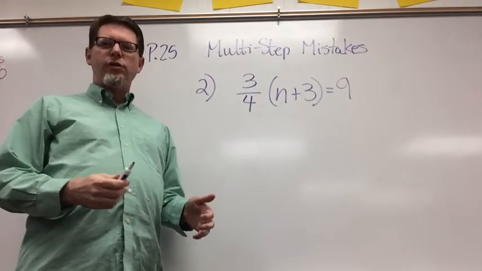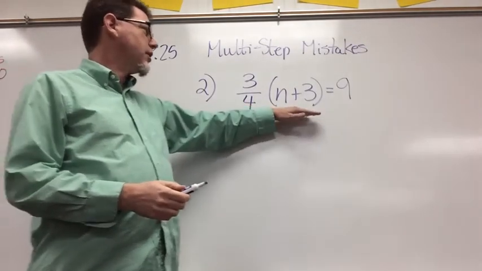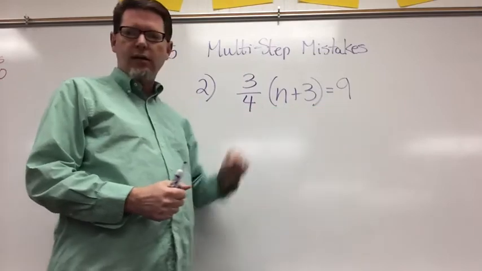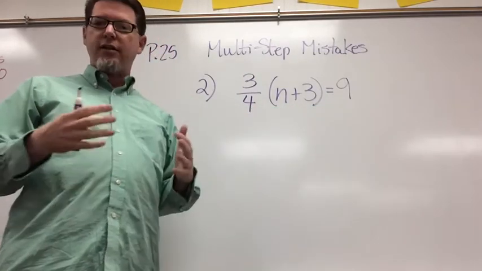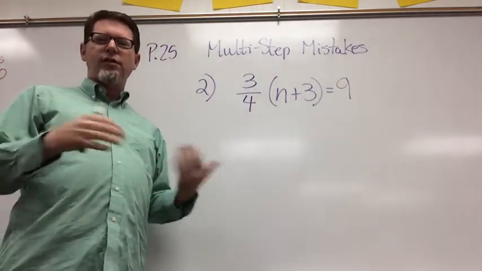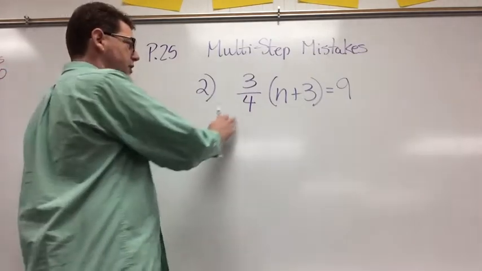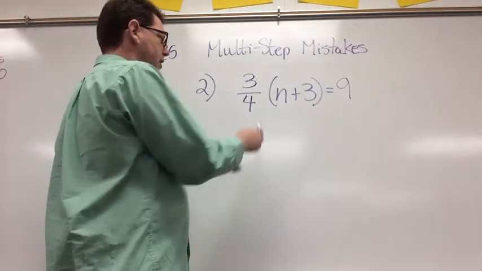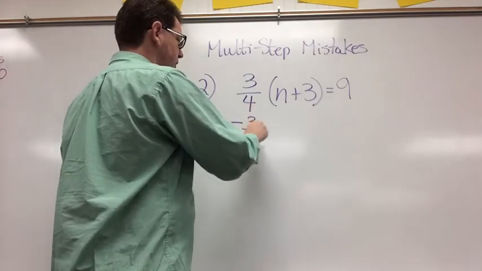Here is question number 2. 3/4 times the quantity of n plus 3 equals 9. Again, I'm going to solve this one and intentionally make a mistake, and you have to tell me what the mistake is. So the first thing I'm going to do, this is positive 3/4, so I'm going to subtract 3/4 from both sides.